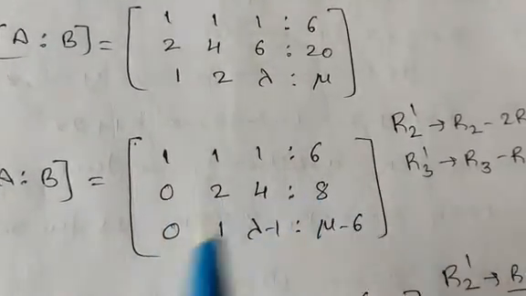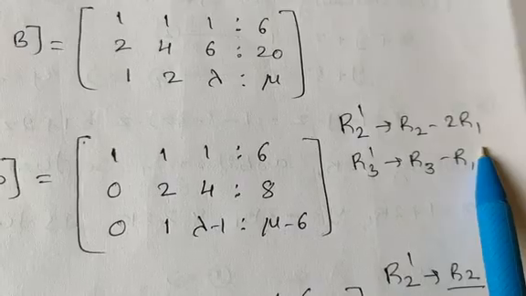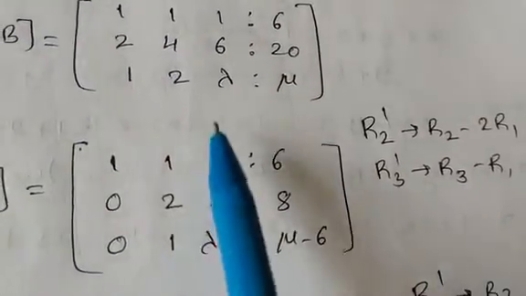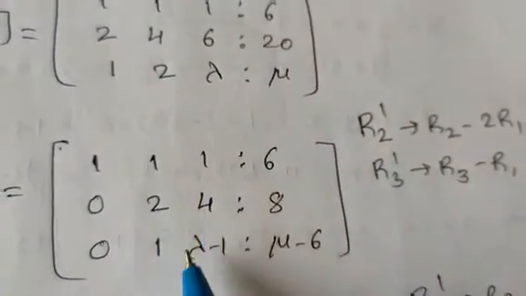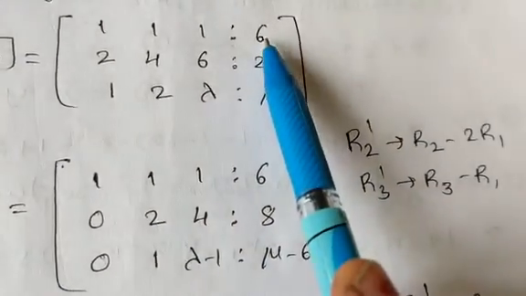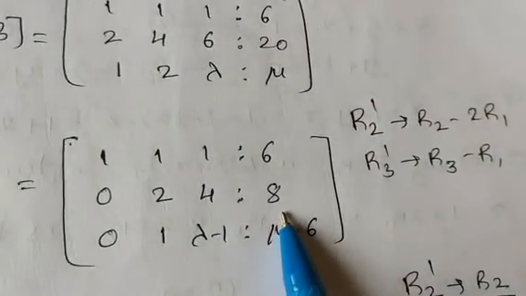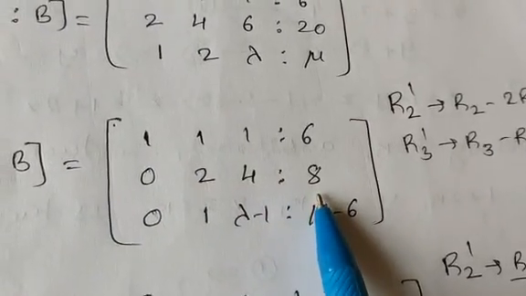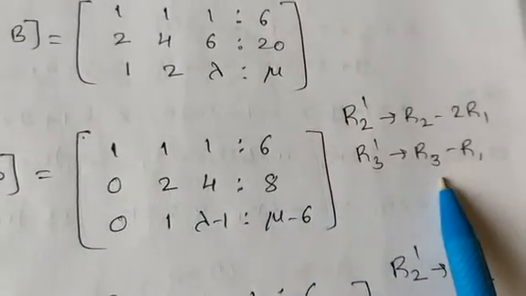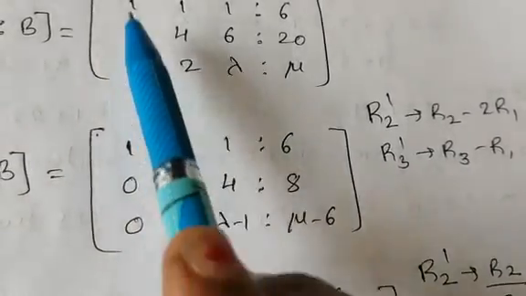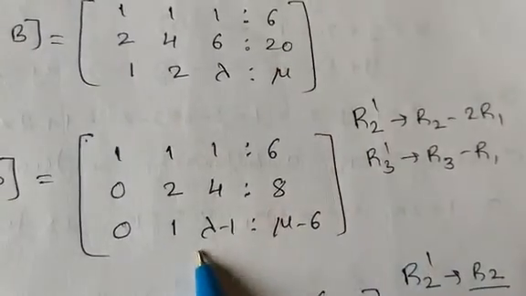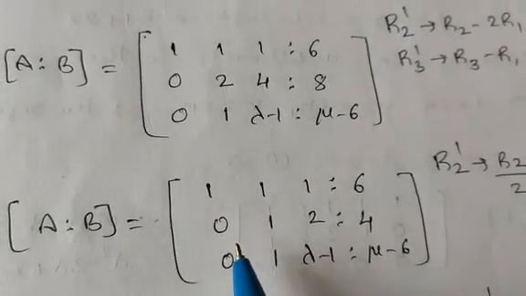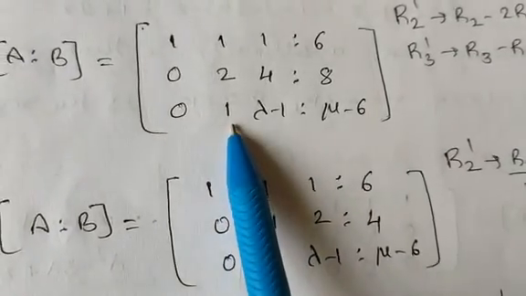Let us write the first row as it is. Second row changes to second row minus 2 times first row, that is 2 minus 2 is 0, 4 minus 2 is 2, 6 minus 2 into 1, 6 minus 2 is 4, and 20 minus 2 into 6, 12, 20 minus 12 is 8. I hope you know how to simplify this, I told you many times. And R3 changes to R3 minus R1: 1 minus 1 is 0, 2 minus 1 is 1, lambda minus 1 and mu minus 6.